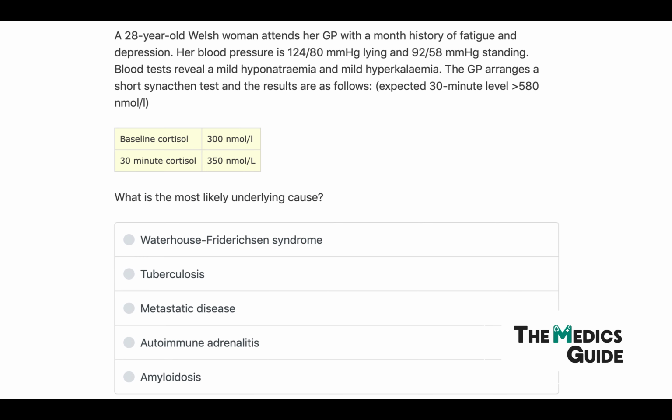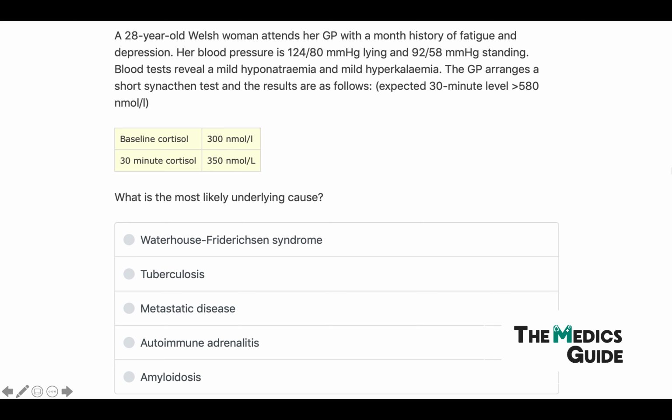And lastly, a 28-year-old Welsh woman attends her GP with a month history of fatigue and depression. Her blood pressure is 124/80 lying and 92/58 standing. Blood tests reveal a mild hyponatremia and mild hyperkalemia. The GP arranges short synacthen tests, and the results are as follows. So the expected 30-minute level should have been 580 or greater than 580, should I say. But in reality, it was only 350. So as I mentioned, it should double from this baseline level.